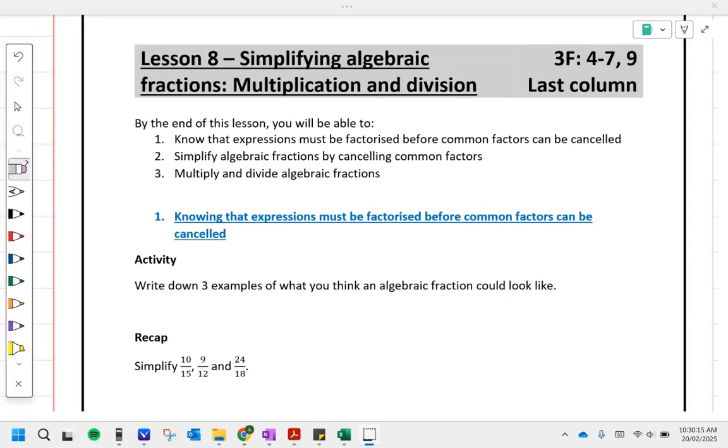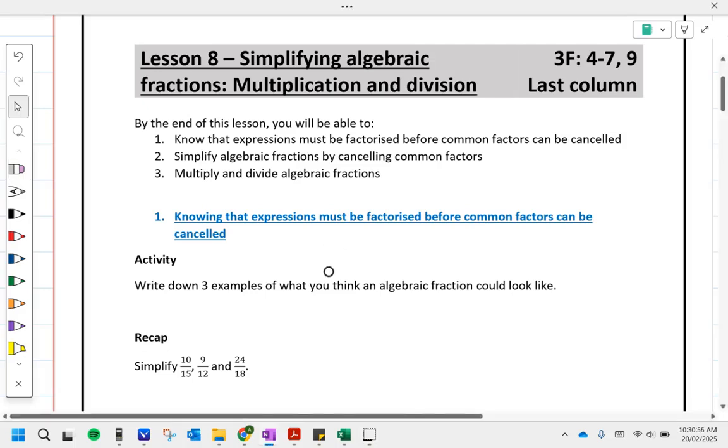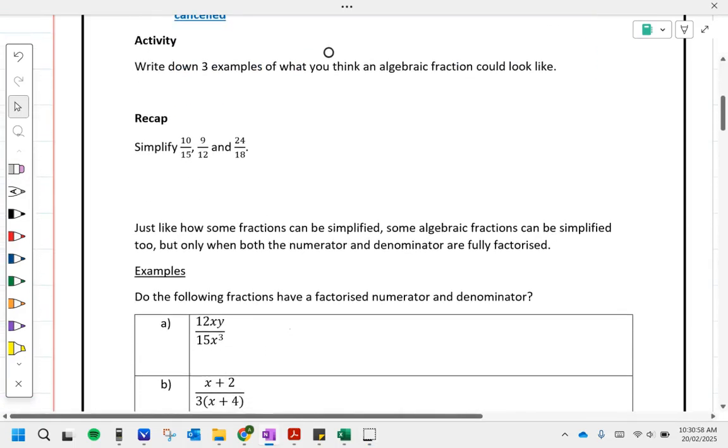It's your teacher, Mr. Lim here, and in this video we're going to be looking at simplifying algebraic fractions, multiplication and division. So by the end of this lesson, you'll be able to know that expressions must be factorized before common factors can be cancelled, simplify algebraic fractions by cancelling common factors, and multiply and divide algebraic fractions. So let's have a look at the first part.